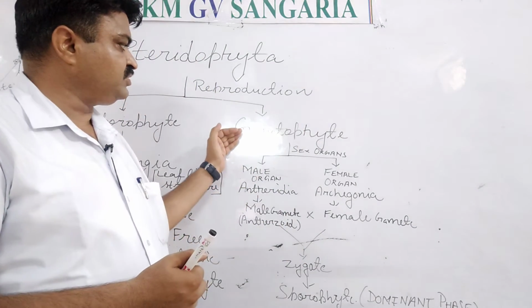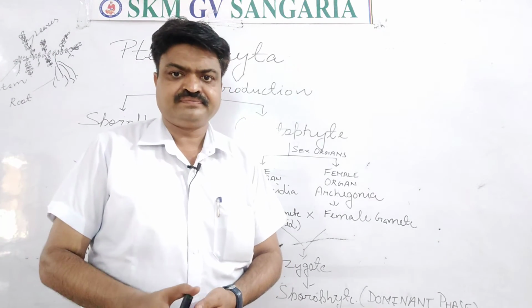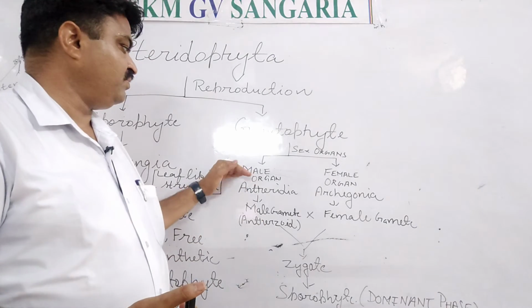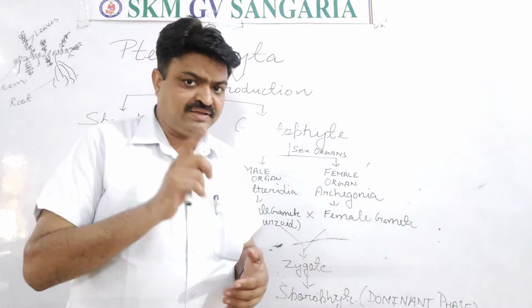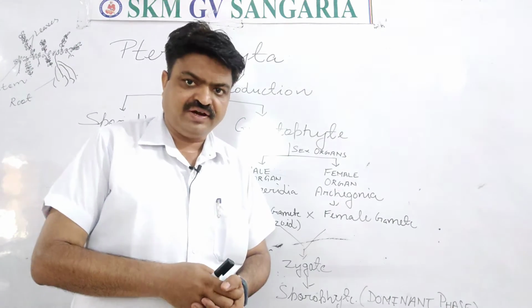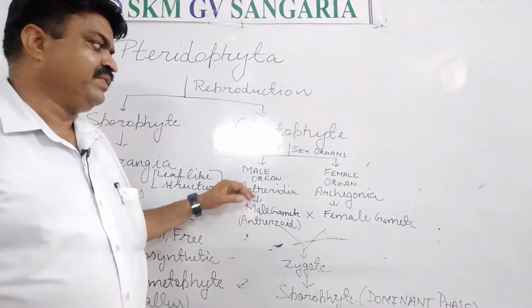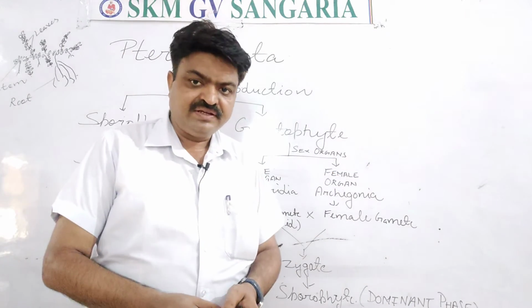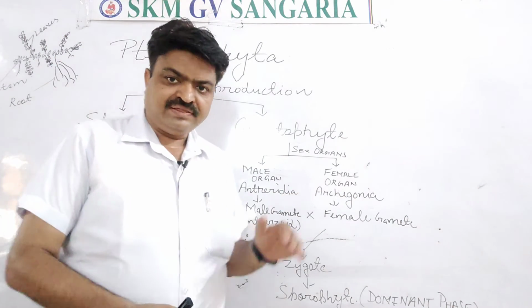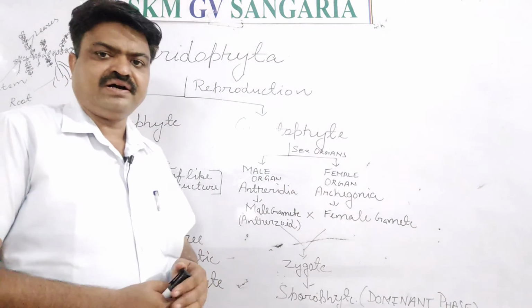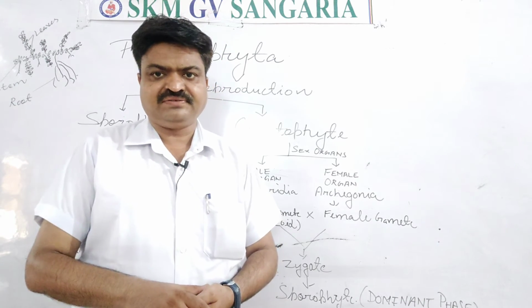How, student? Because the gametophyte has two types of sex organs. First is the male sex organ. Second is the female sex organ. The male sex organ of the pteridophyte is known as antheridia. What do we call it? Antheridia. And the female sex organ is known as archegonia. Antheridia and archegonia are the reproductive structures of pteridophytes.